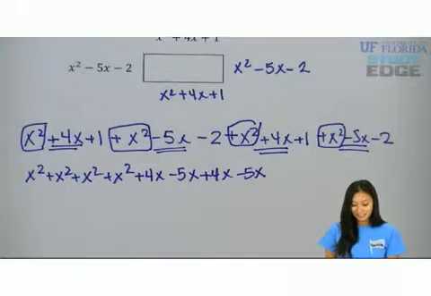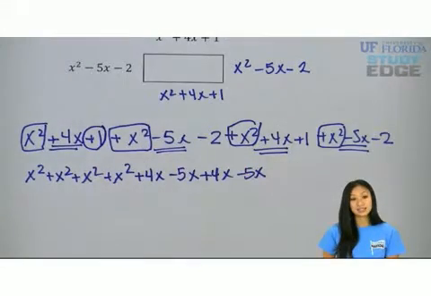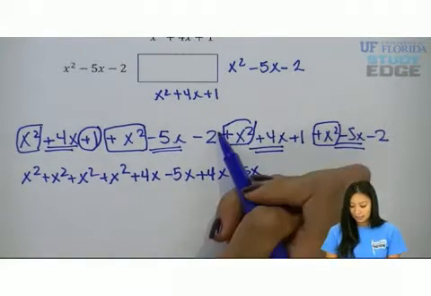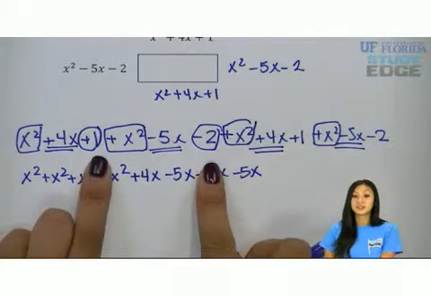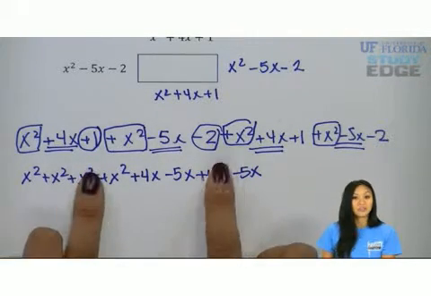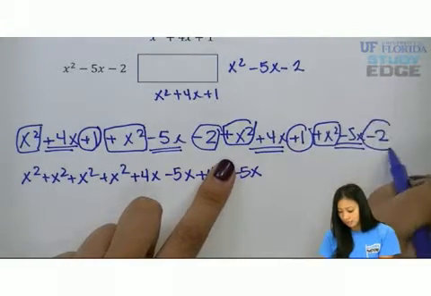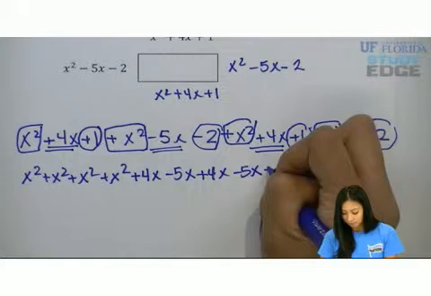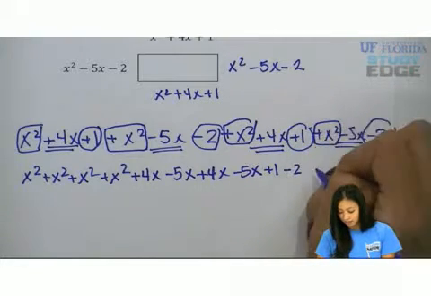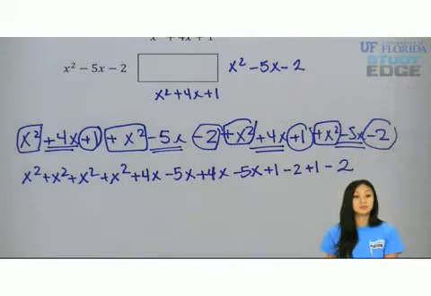All right. Last thing. I see that plus 1, that constant, and minus 2. They're alike because they both do not have variables at all. They both do not have letters at all. This one, plus 1 and minus 2. So I'm going to write that down. Plus 1 minus 2 plus 1 minus 2.